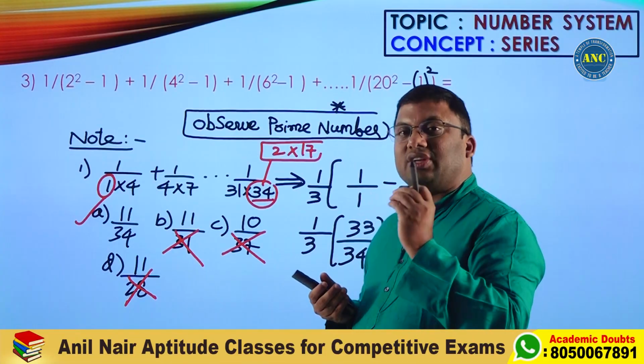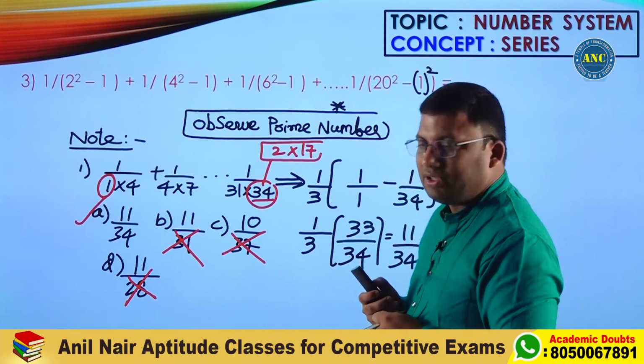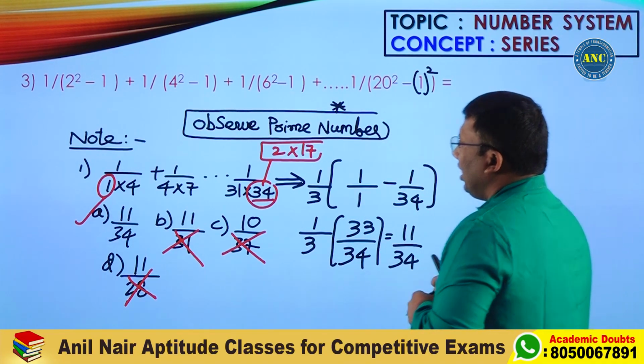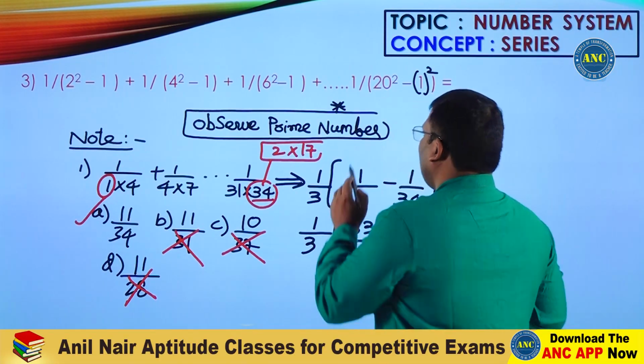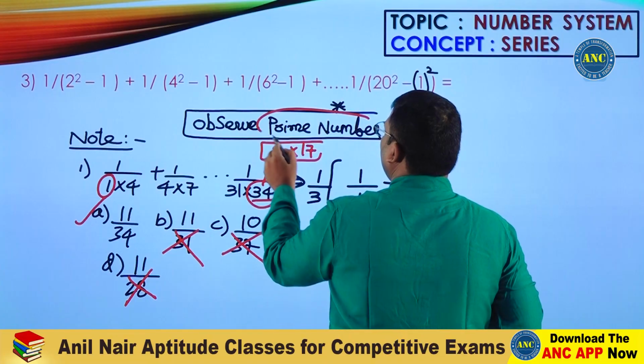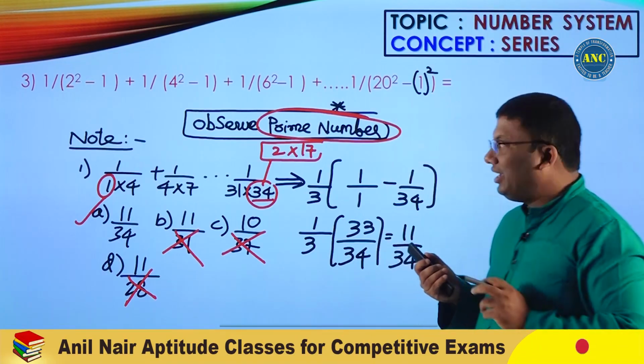If the answer options are stupid, we can eliminate the answer options. Observation of a prime number. If you observe a prime number, you will get the answer.